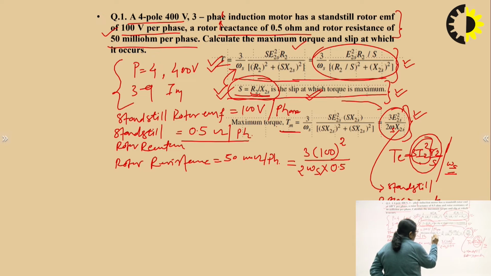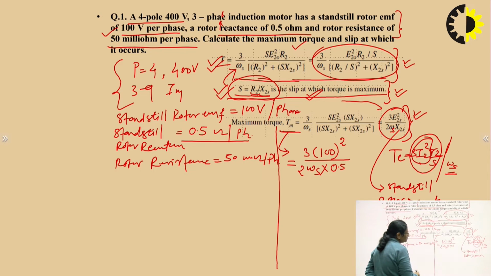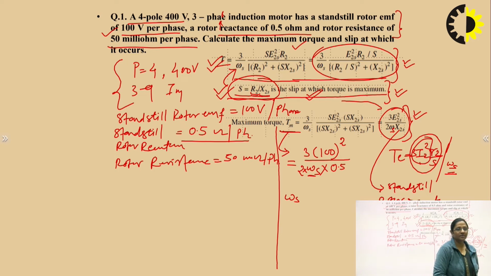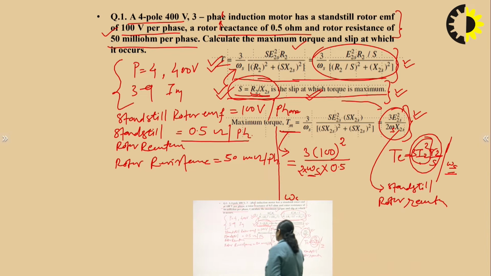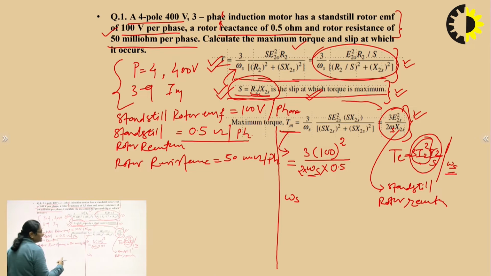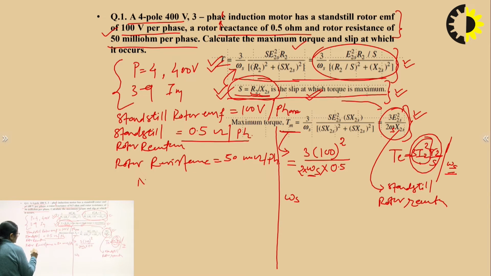Let me put a partition over here to differentiate the parts of the question. So here we are solving it for the maximum torque developed by the motor. Of course, we have to write down the equation of omega S. So what is omega S? Omega S is the synchronous speed of the rotating magnetic field in radians per second, right? The synchronous speed can be determined in RPM, in RPS, or in radians per second.